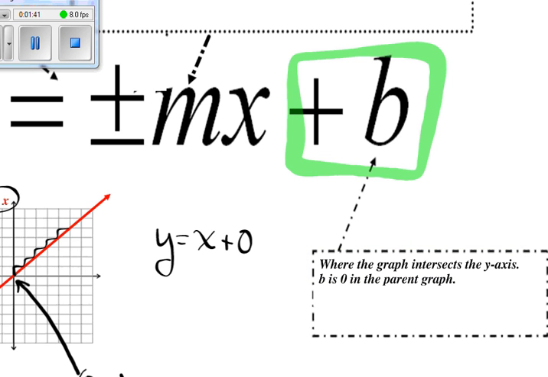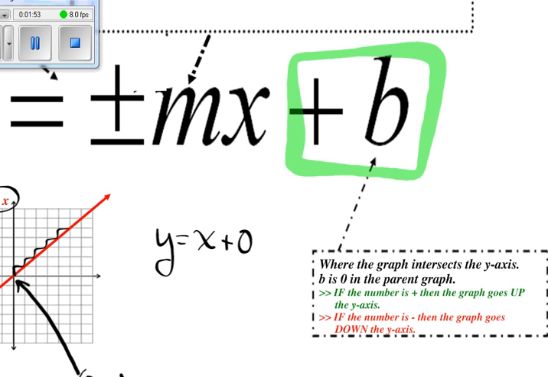Now, if b is plus whatever number it is, our graph moves up the y-axis. If the number is negative, then the graph goes down the y-axis. So that means our parent graph would be moving up, still with slope 1 over 1. It just lets us know where we are intersecting the y-axis.